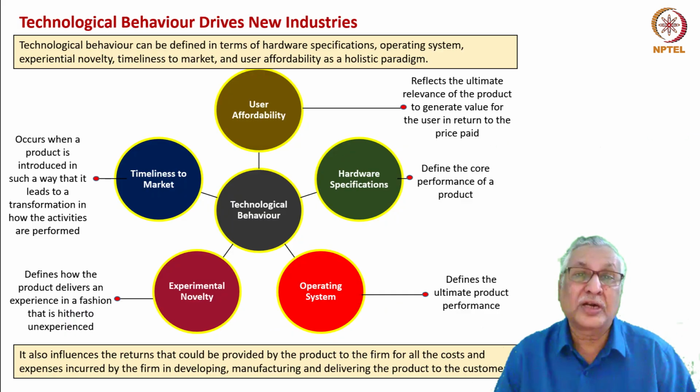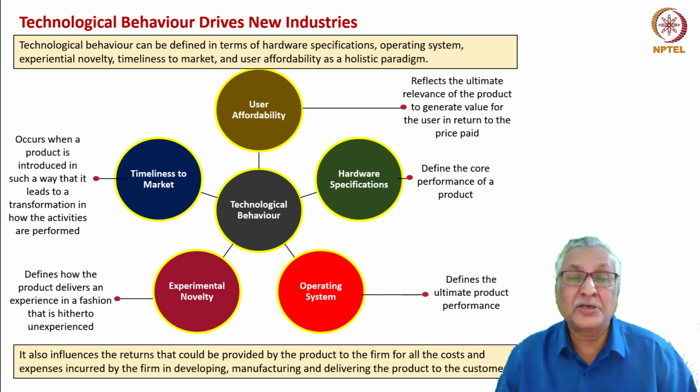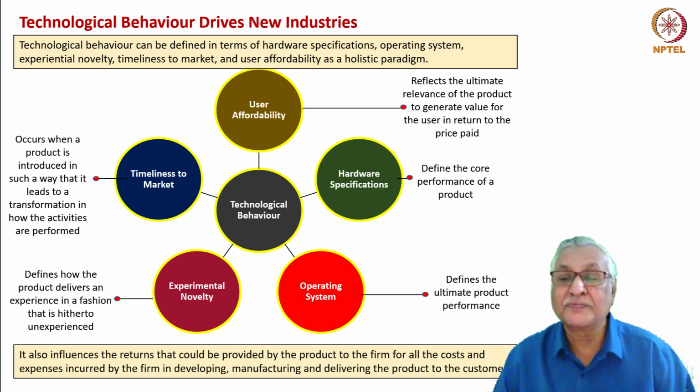Technological behavior drives the creation of new industries. Just as individuals have their behavior, just as organizations have organizational behavior, technologically oriented activities have their own technological behavior. A technology oriented company must display positive technological behavior. And this technological behavior is expressed in terms of five aspects. The first is the user affordability.